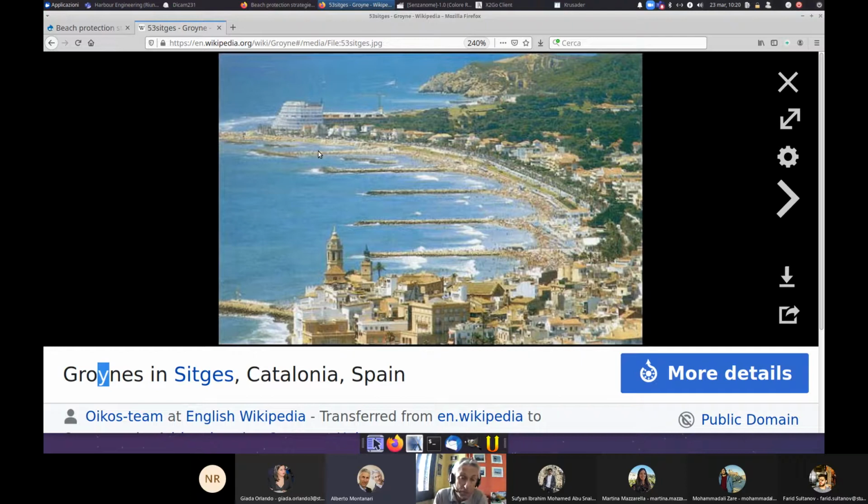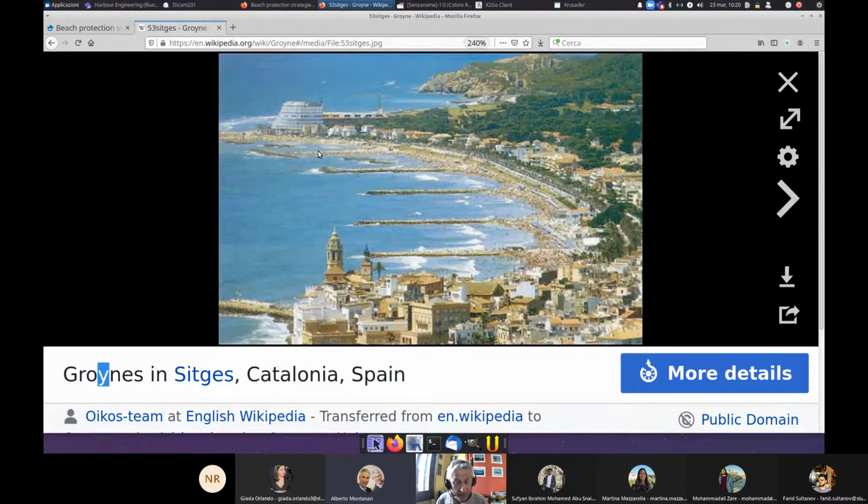And the purpose is clear. You want to amplify the action, the protection given by the structure, by offering a protection in two directions, perpendicular and parallel to the shoreline. And what is the advantage of these groins? First of all, you see the shape of the beach.